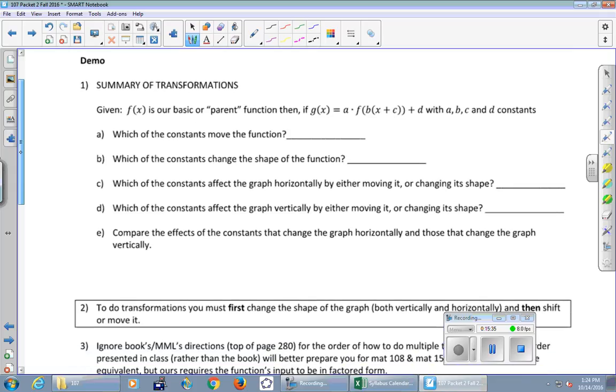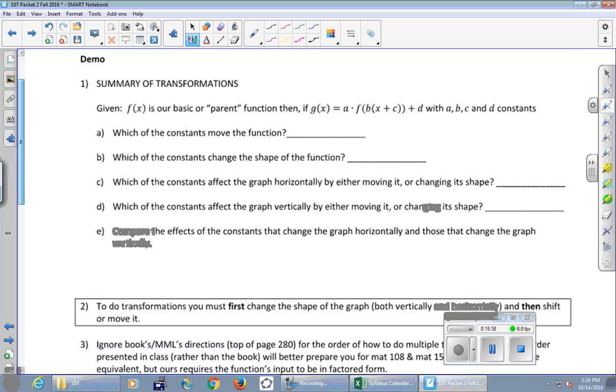It's kind of a different summary, bringing everything together. The page we just filled in was only about stretches and compressions, but here we're going to have stretches and compressions and shifts. So ultimately, looking at this monstrosity right here, g of x is a times f of b times x plus c, and then a plus d at the very end. Okay, so it wants to know which of the constants move the function. That is to say, shift left, right, or shift up, down. Not talking stretches right now. C and D are the two. Those are the movers.